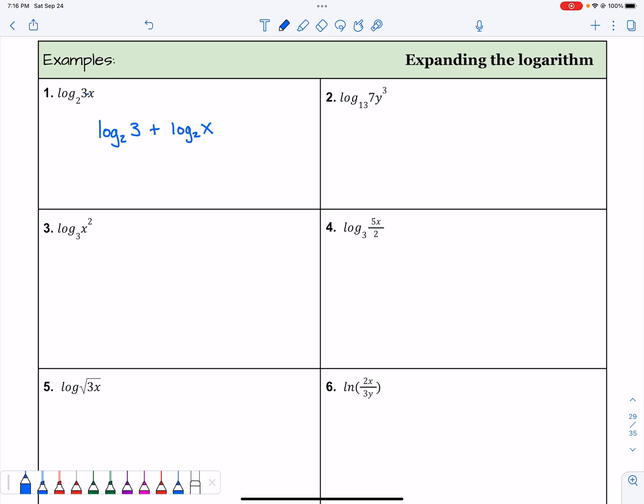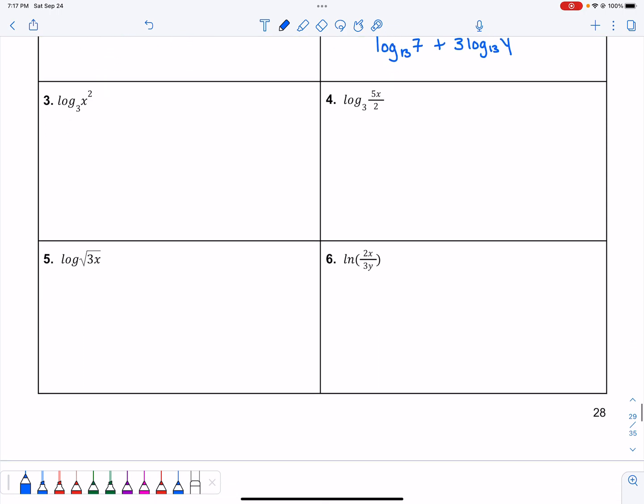For number 2, I have log base 13 of 7y cubed. So I need to give log base 13 to the 7 and log base 13 to the y cubed. And those are multiplied, so I need to add. And then in my next step, I need to use the power property to move that power of 3 to the front, make it a coefficient. So I bring down log base 13 of 7, and now I have plus 3 log base 13 of y, and that's considered completely expanded.